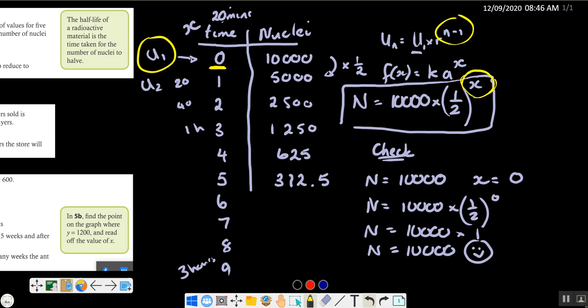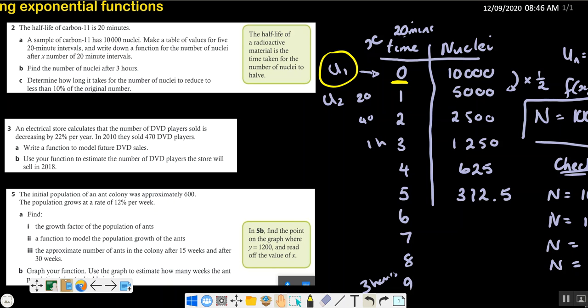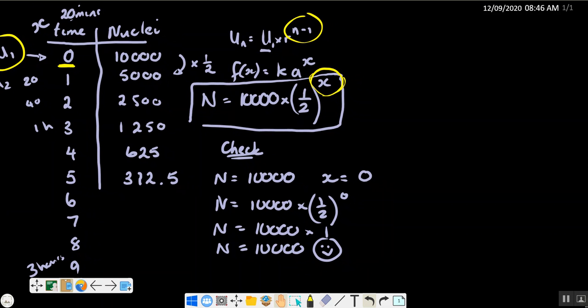All right, we haven't solved our question yet, though. The question actually is, find the number of nuclei after 3 hours. So what do we do? After 3 hours, okay. Is there any way, like if I said find it after 500 hours, what would you do? It's not the limit.